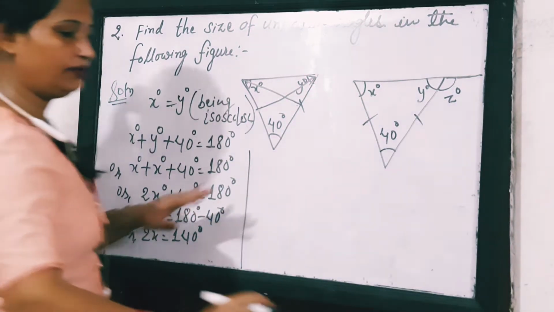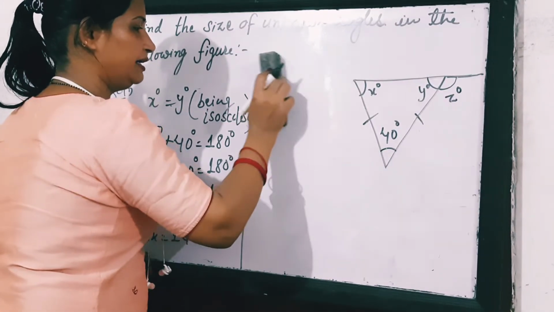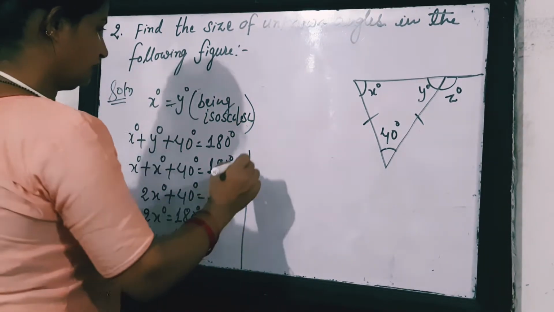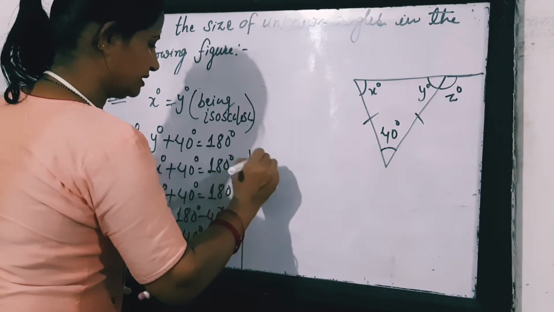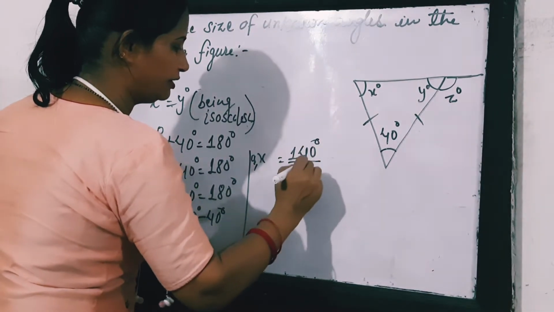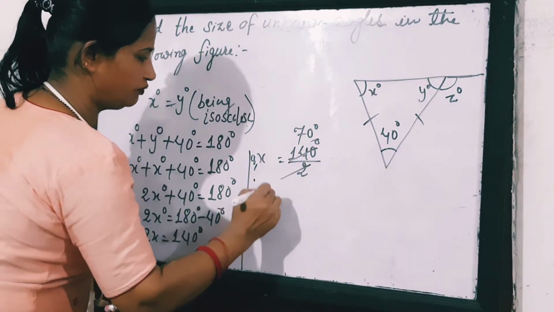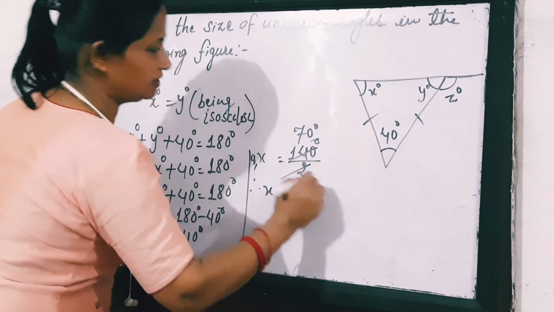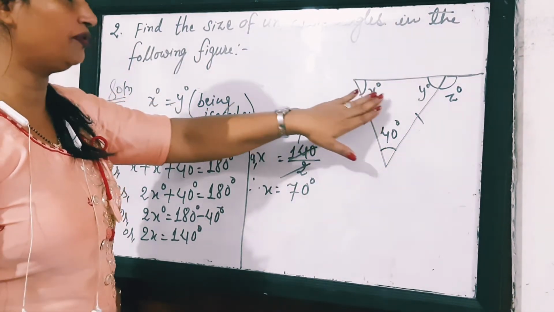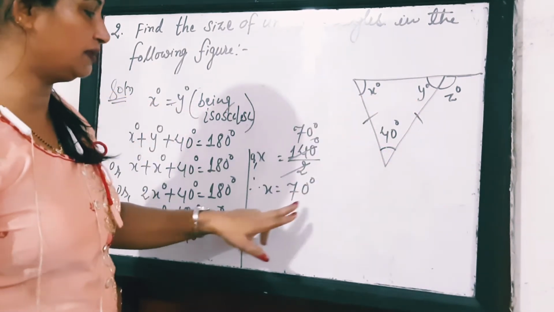Now I don't need this, so I am going to erase it. We need some place to solve the problem. Now x degree is equal to 140 degree by 2. 140 is divisible by 2. Therefore x degree is equal to 70 degree. As we know x degree is equal to y degree, if x value is 70 degree, then y value should also be 70 degree.